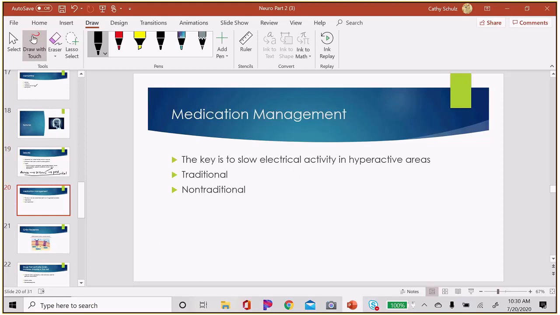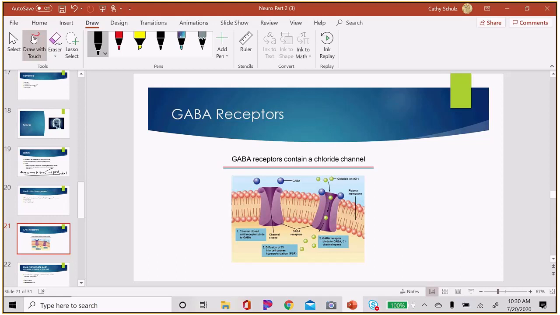The key to medication management is to try to decrease the electrical activity in the hyperactive area. And you want to do that without affecting normal nerve transmission, normal electricity. We don't want the person to be over-sedated or comatose. We just want them to not have the abnormal electrical activity. So the first treatments, which are not used for daily seizure control any longer, but could be used for status epilepticus, meaning the patient is having the continuous seizure. If I want to stop this continuous electrical activity, I could give them a medication that affects GABA receptors.